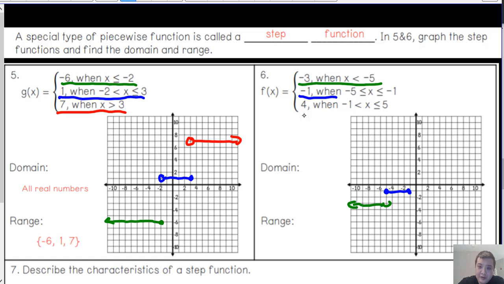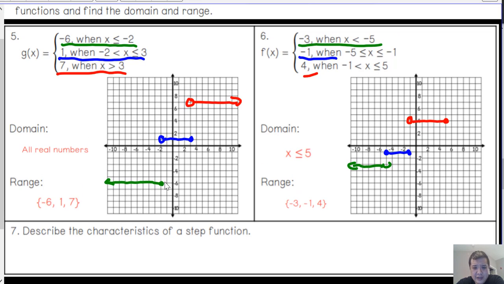Then the last part, 4 when greater than -1 and less than or equal to 5. So that's going to be 4 at -1 with an open circle, and then 5 right here, and a line. So here, the domain is going to be everything less than or equal to 5, because the vertical line test works for everything except for greater than 5. And then the range, we only have it at -3, -1, and 4, so therefore our range is -3, -1, and 4.